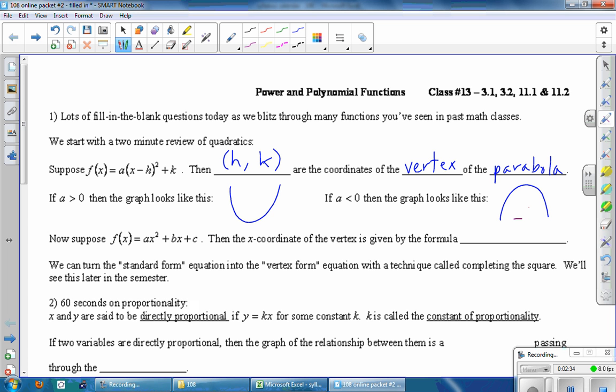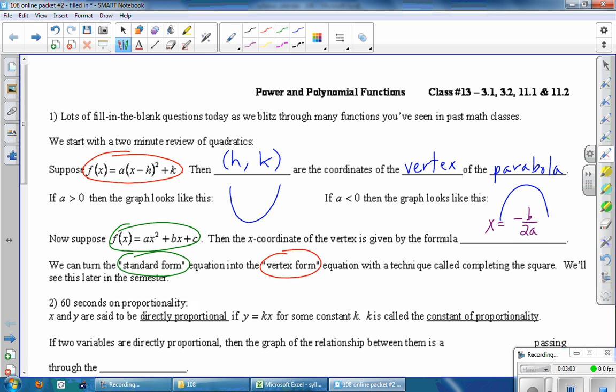So I'll write down here the fraction that a lot of people say, okay, there's the vertex, but that's actually just the x-coordinate of the vertex. So I think it's important to highlight it's x equals that fraction. We can turn the standard form, that's this guy, or maybe we'll connect these two here. So standard form is that one, into the vertex form, so named because you can just read the vertex right off of it, with the technique called completing the square, which we'll see late in the semester.